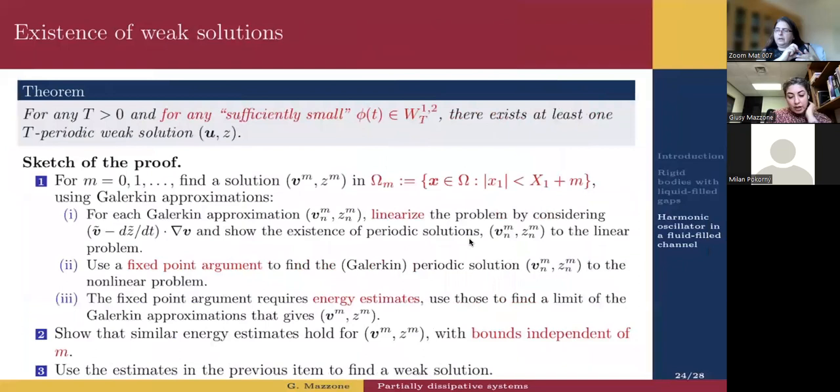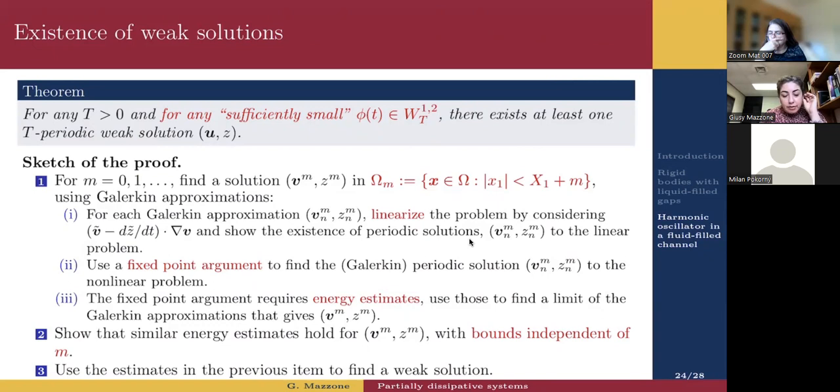The theorem is that for any period T, and any sufficiently small, and you will see in the next slide what I mean by sufficiently small. So the W^{1,2}_T norm is a reminder that our fields are time periodic with period T in the Sobolev space W^{1,2}. So this norm will be small. For any frequency, so any T, but small in the norm W^{1,2}_T, there exists at least one weak solution.